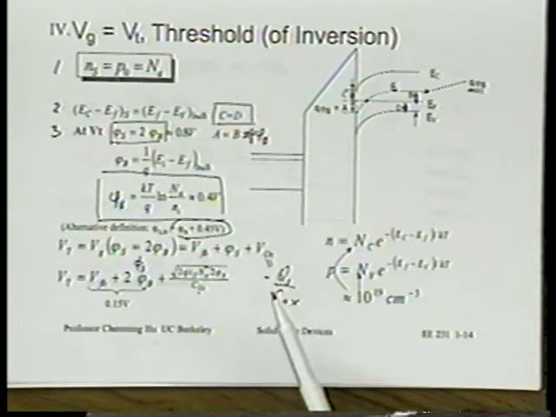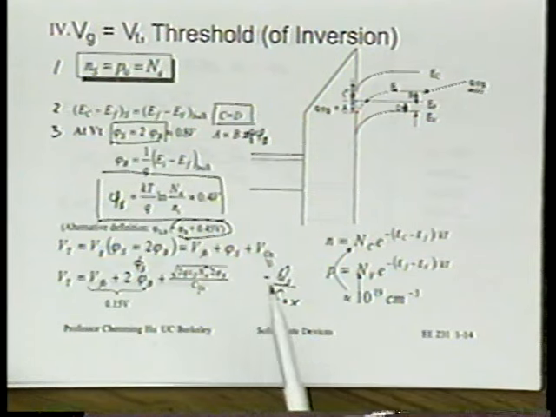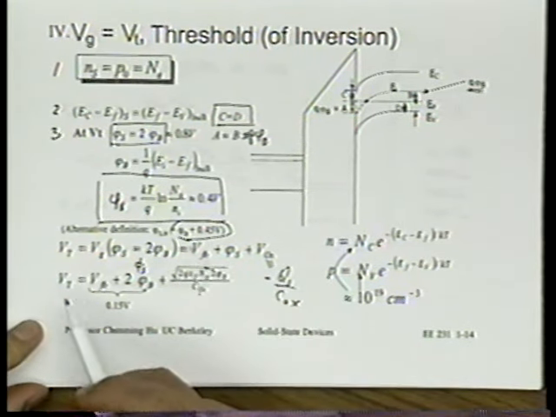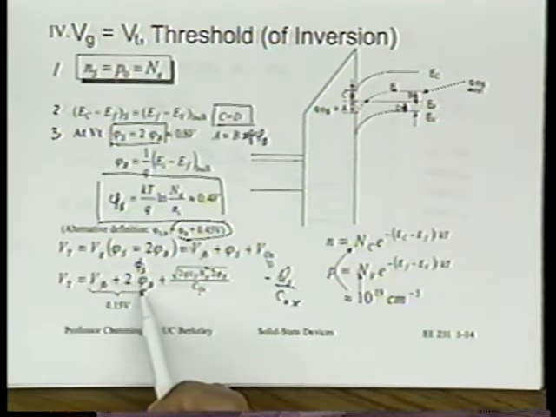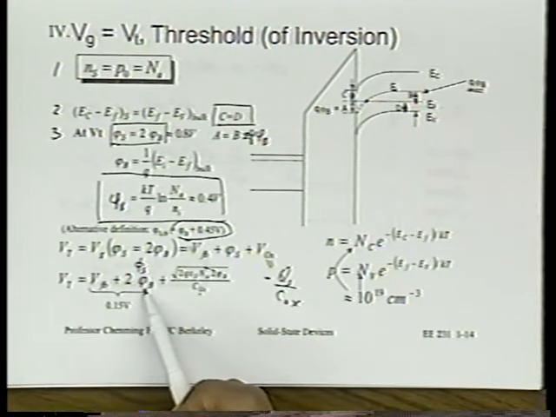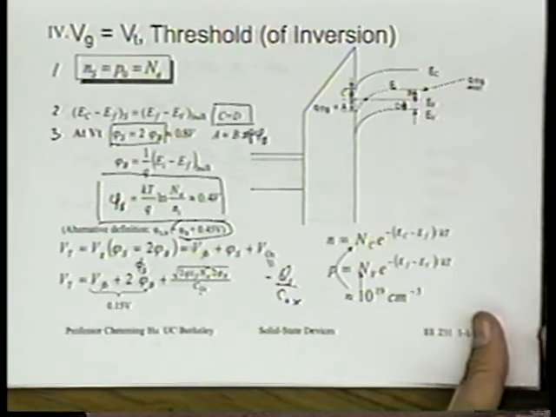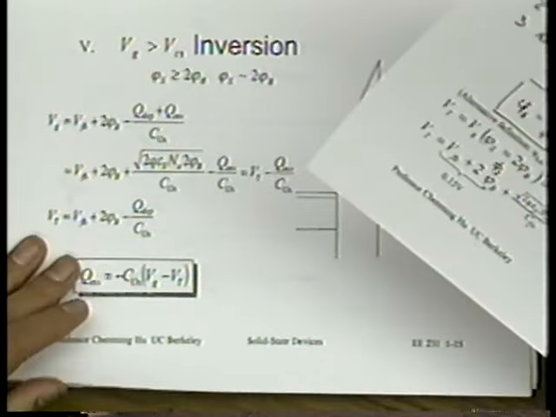In fact, you should not remember this by rote. I think you should really just remember this equation: VT equal to VFB plus phi S plus VOX. And be able to write down what is phi S at threshold, what is VOX at threshold. All right? Okay. Now the last slide, I think.